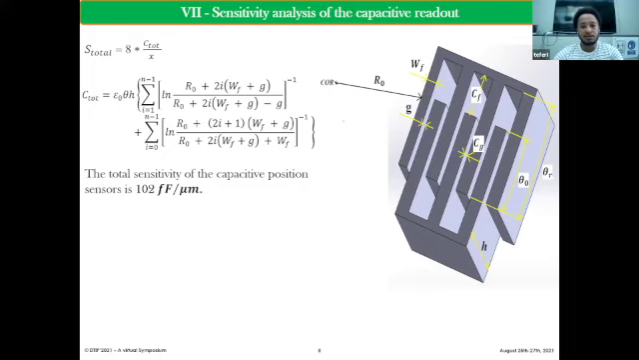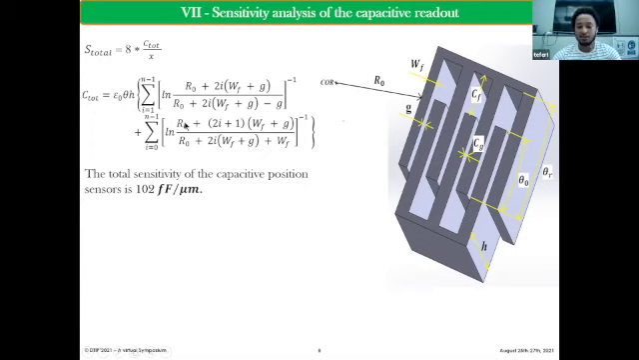And in the end, we have done a sensitivity analysis of the capacitive readout. As you know, the total sensitivity is the ratio of the total capacitance to the output displacement, or the displacement of the tweezers. When we see the total capacitance, as you see from the diagram, we have two components. The first one is from the tip of the movable finger to the root of the fixed combs. The second one is in between the fixed and the movable fingers. So the total capacitance is the sum of CF and CG.